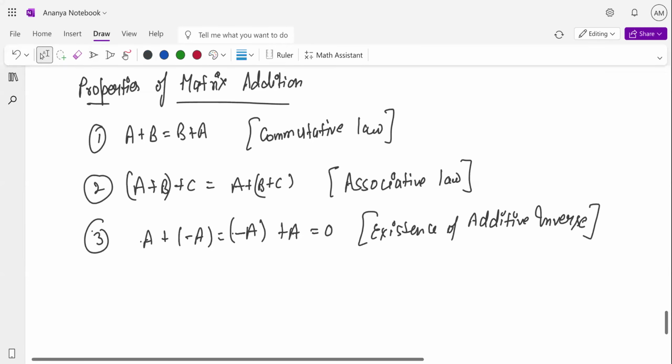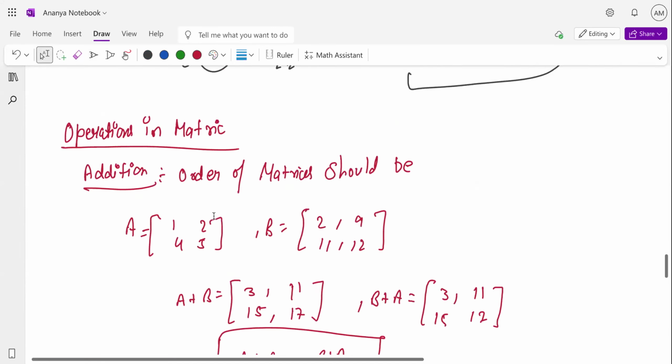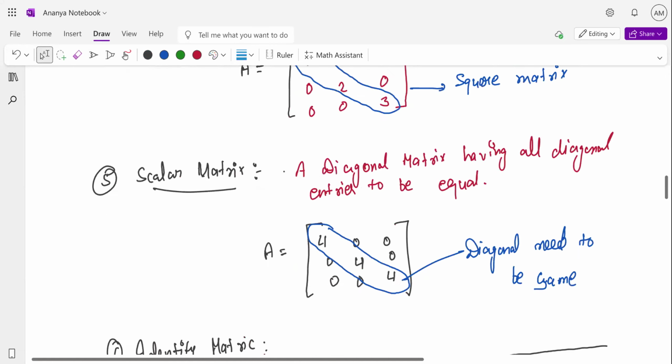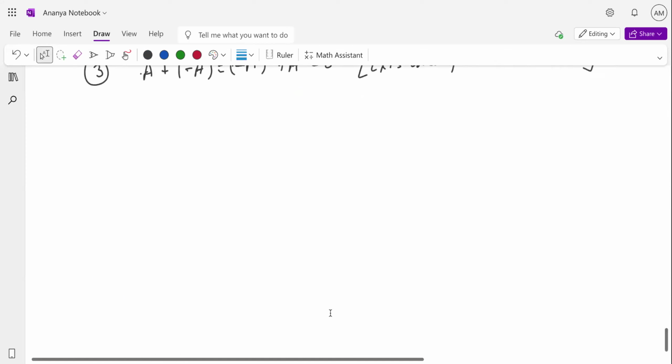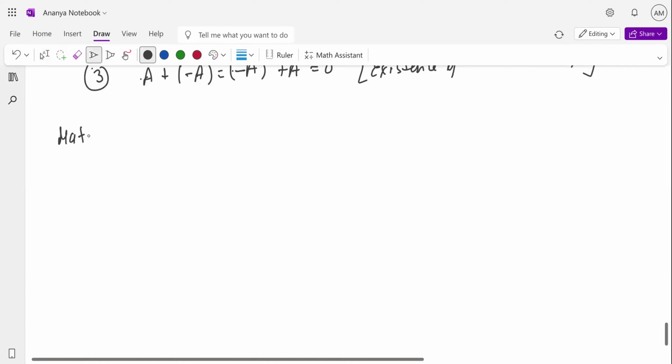Okay. Now the next part is multiplication of matrices. If you see carefully, here I just told you scalar multiplication, right? Yes, sir. I didn't tell you how you can multiply two matrices. So in case of multiplication of matrices, we multiply two matrices A and B, where the number of columns of A should be equal to the number of rows in B. Okay. Yes, sir. Matrix multiplication.